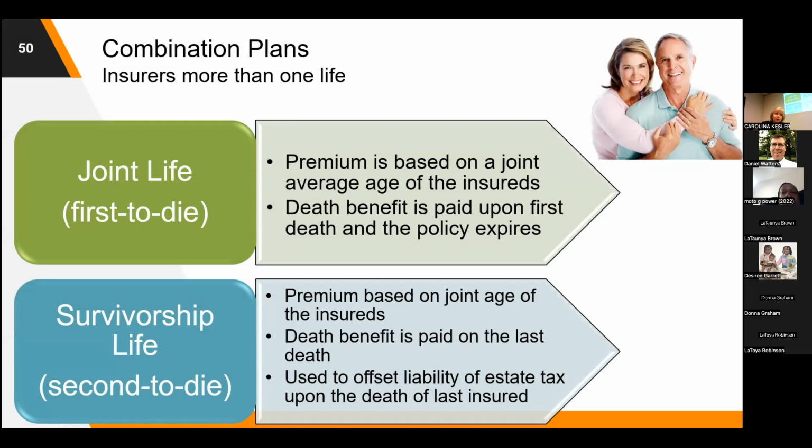In survivorship, which is second to die, the premium is based on the joint age of the insureds also. It's going to cost less than joint life because they're going to be paying for it longer. So the premium is less for joint and survivor than it is for joint. Make sense? The death benefit is paid on the last death, and then it's gone. It's used to offset liability of estate tax upon the death of the last insured.